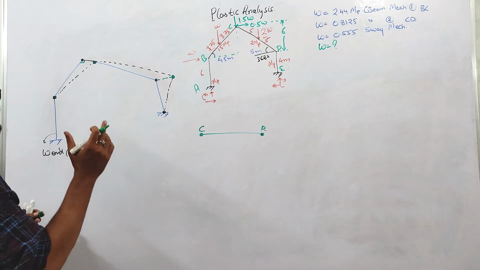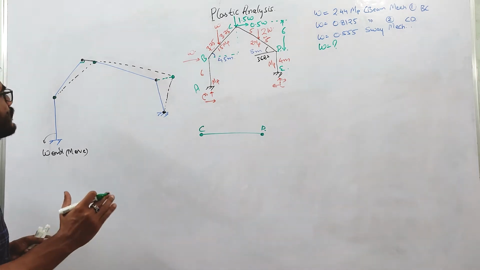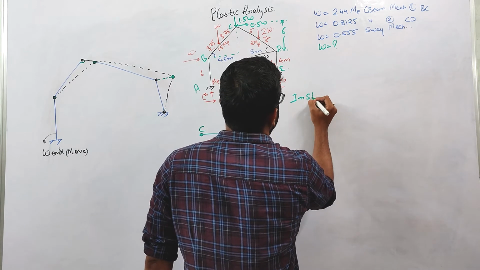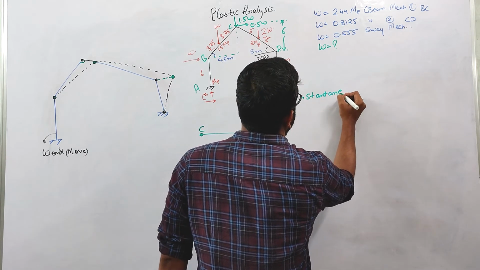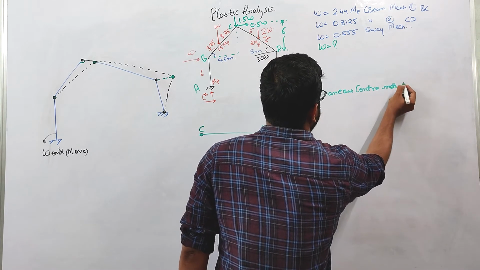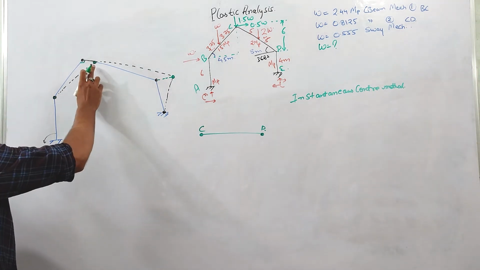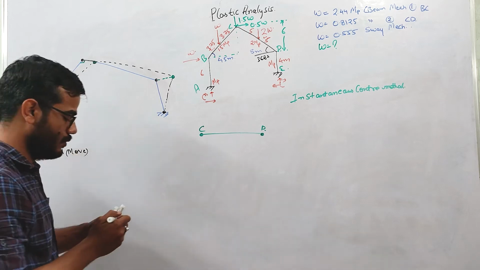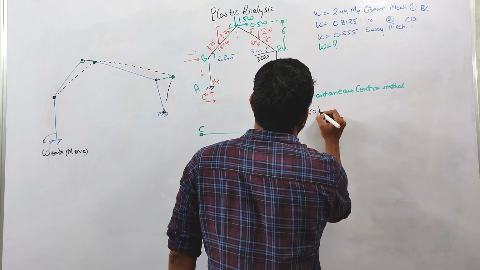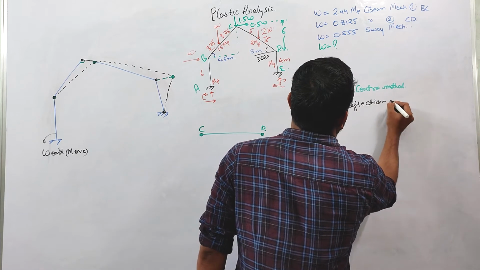In this mechanism we will be learning a new concept, which is called the instantaneous center method. The purpose of this method is to calculate the deflection and the rotation at the hinges, or at the desired location. That is, to calculate rotation and deflection at hinges.